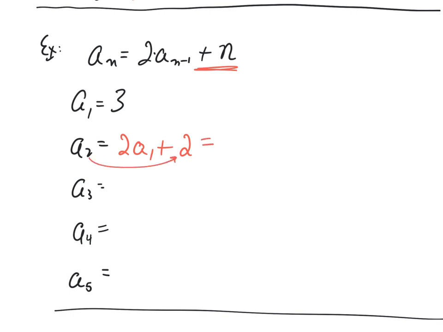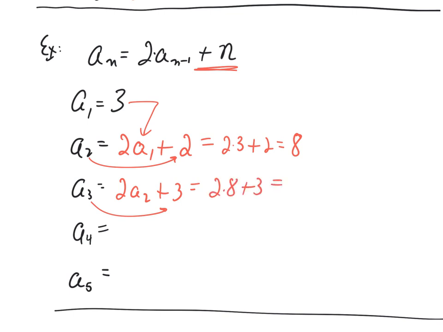Okay? And because we know what the first term is, what we'd end up with then is 2 times 3 plus 2, which gets us to 8. And then the third term would be 2 times the previous term plus the value for n, but this time the value for n is 3, and the previous term is 8, so I end up with 2 times 8 plus 3, which is 19. The fourth term would then be 2 times the third term plus the value for n, which is 4, but then the previous term is 19, so 2 times 19 plus 4 is 42.